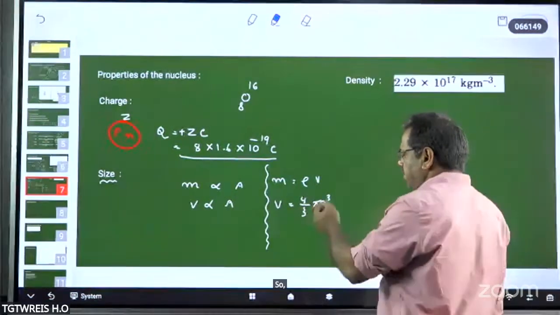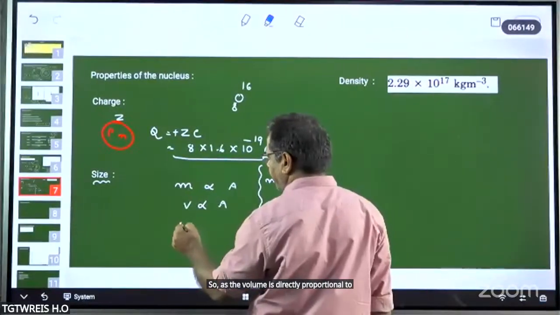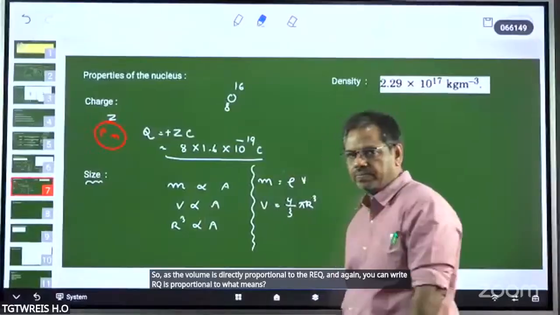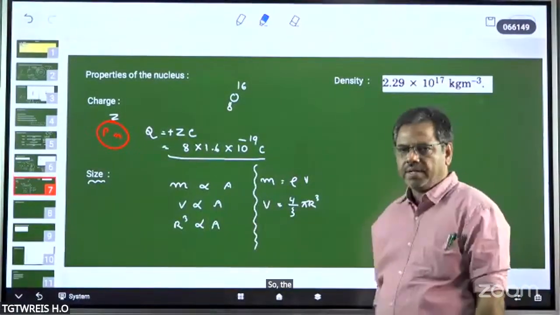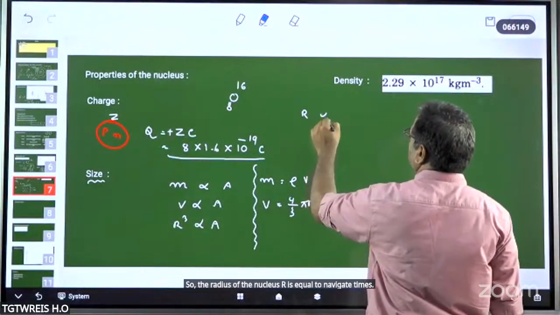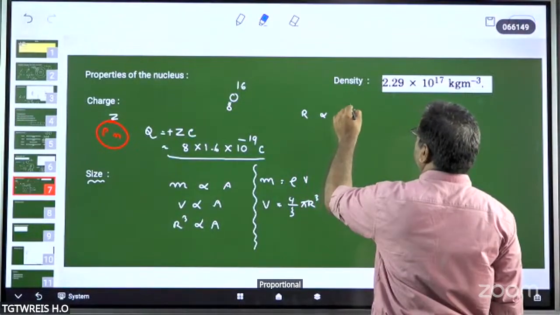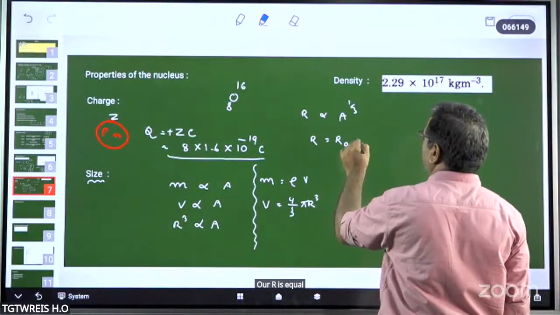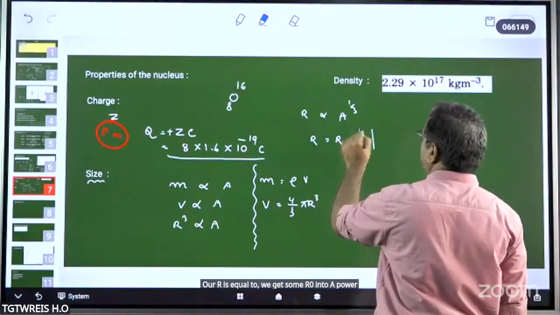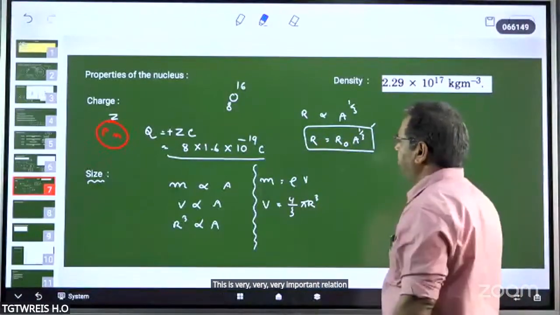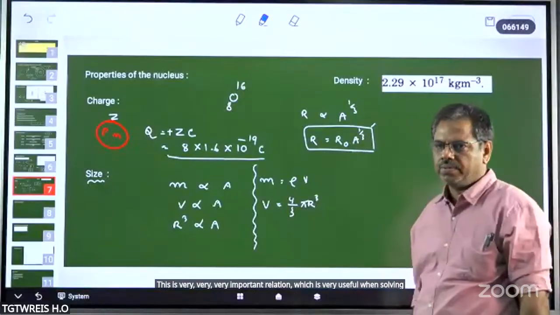So as the volume is directly proportional to R cube, and again you can write R cube is proportional to the mass number A. So the radius of the nucleus R is proportional to A power 1/3, or R is equal to R naught into A power 1/3. This is a very, very important relation, which is very useful while solving problems.